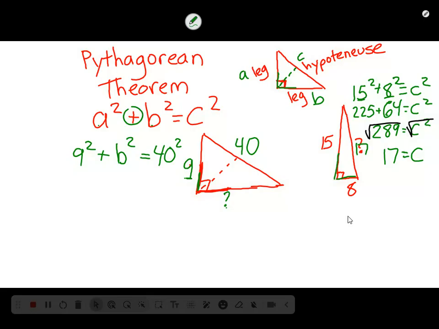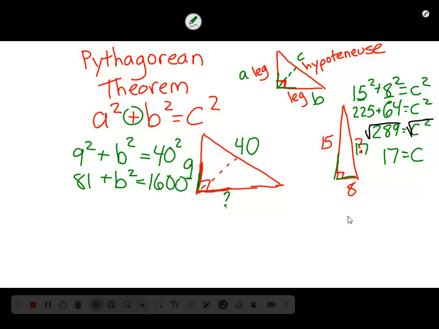What's 9 squared? Eleanor? 81. So I've got 81 plus b squared equals what? What's 40 squared? Hadley? 1,600. Now comes to what Luke had jumped ahead to, but I wanted us to see the steps. What am I going to do, Luke? You subtract 81 from 1,600.